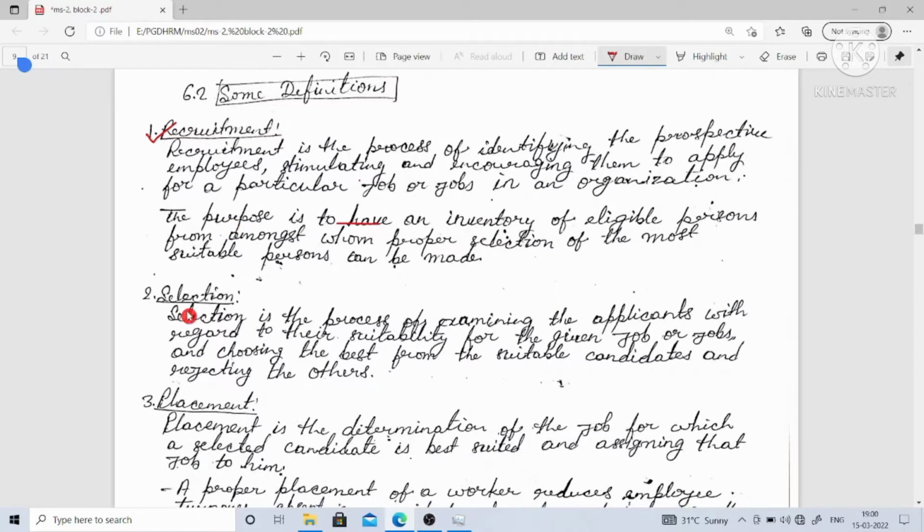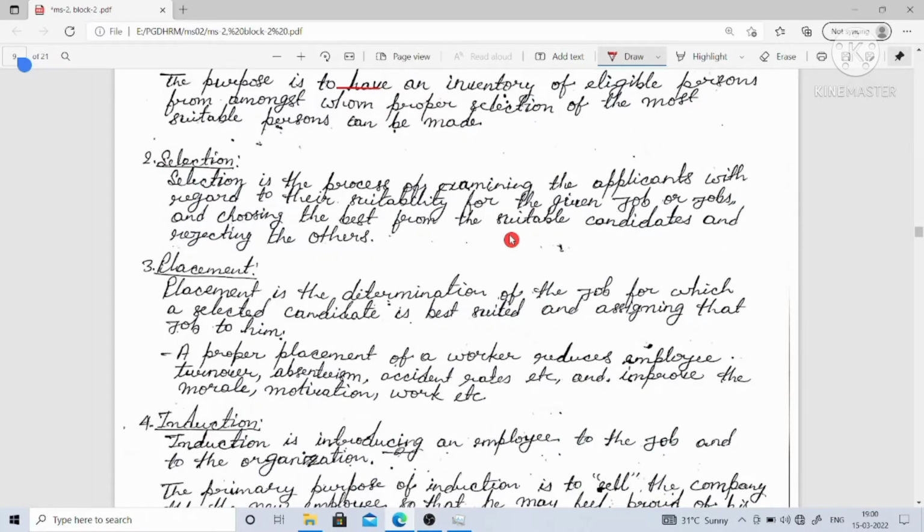Second given, selection. Selection is the process of examining the applicants with regard to their suitability for the given job or jobs, and choosing the best from the suitable candidates and rejecting the others. So it is the process of examining the applicants. People who applied for the job are going to be examined in this selection process, and then evaluated on whether they are suitable for the job or not. If they are suitable, then they are selected, and if they are not suitable, then they are rejected.